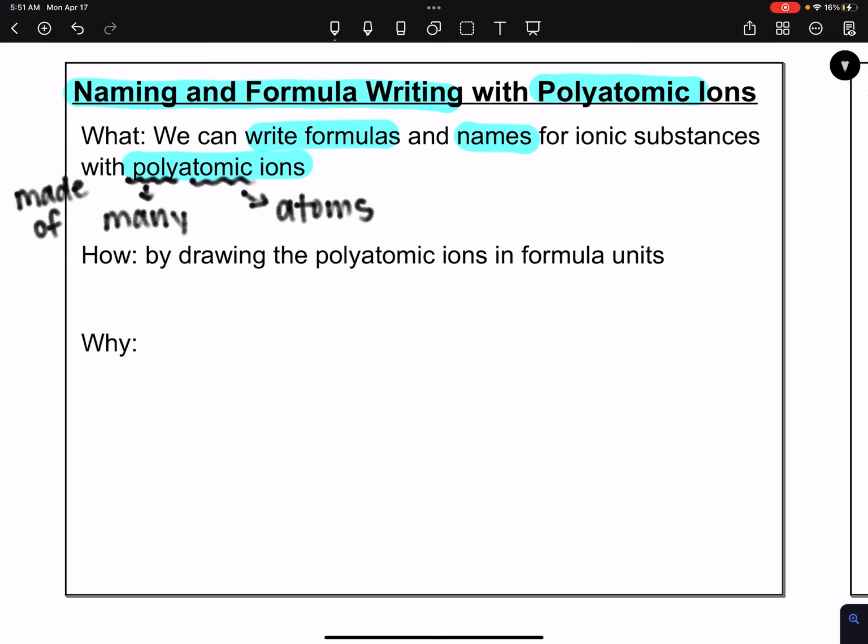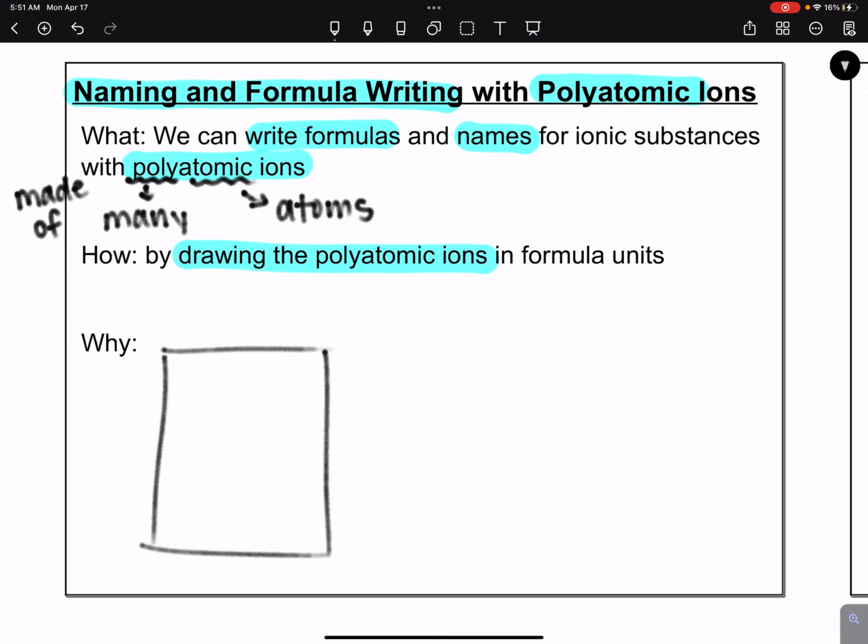Now, the way that we're going to be able to do this successfully is through drawing. So we'll be drawing and color coding polyatomic ions a lot today. Now, the reason why this is important is because many of the ionic compounds that we work with in everyday life, like when you look at the nutritional label on your water bottle, or you look at some of the salts and electrolytes in a Gatorade, most of the electrolytes and ionic compounds that we're so used to working with are actually made with polyatomic ions.